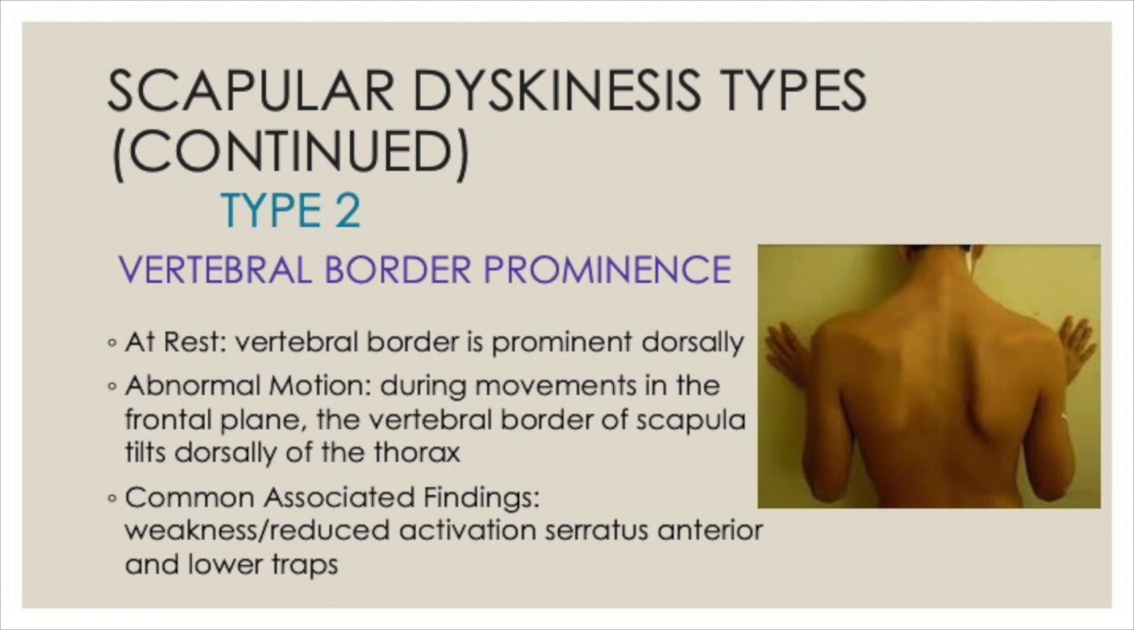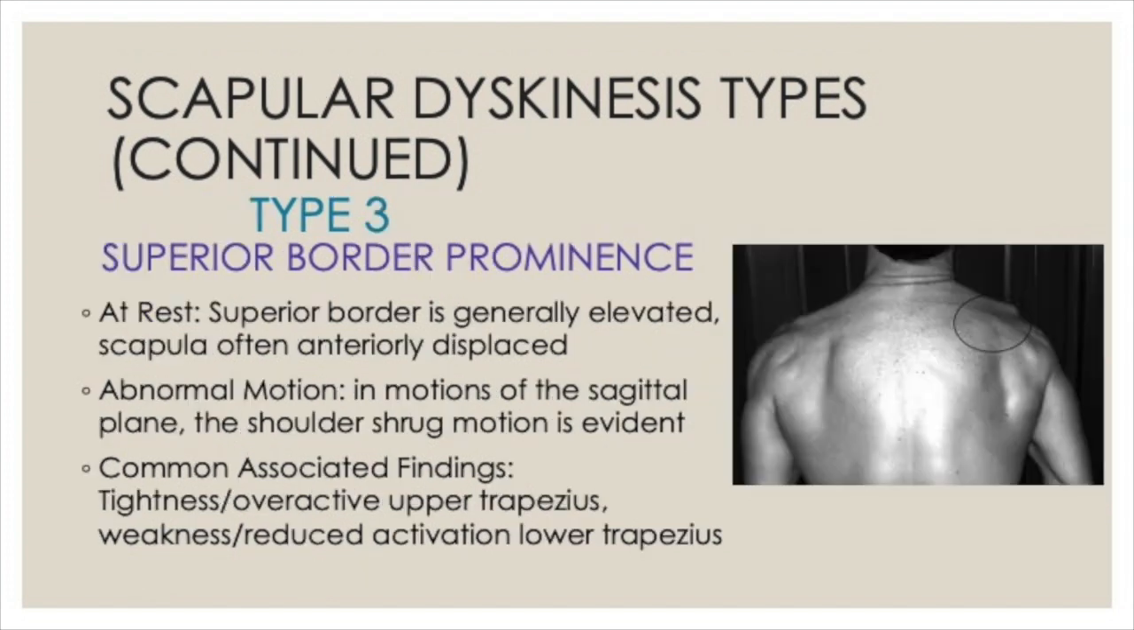Type 2 is characterized by vertebral border prominence. At rest, the vertebral border is prominent dorsally. During abnormal motion, the movements in the frontal plane are characterized by the vertebral border of the scapula tilting dorsally towards the thorax. Common associated findings with type 2 are weakness or reduced activation of the serratus anterior and lower trapezius.